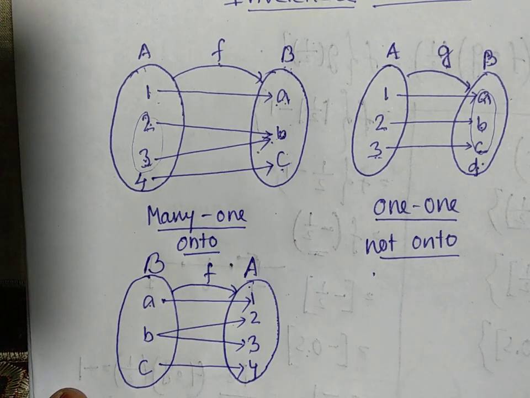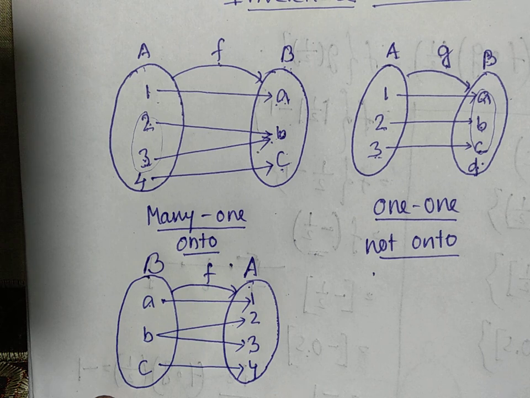From the arrow diagram, we have just written it in a reverse way. Now listen carefully. What is the definition of a function? Each and every element of the first set will have a unique image.